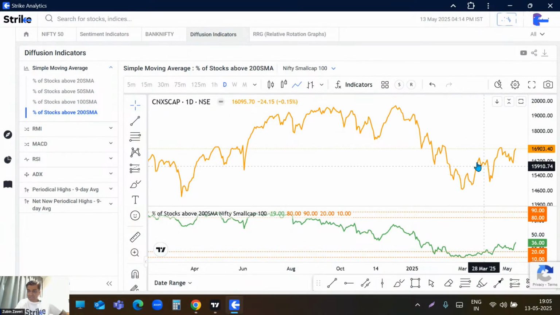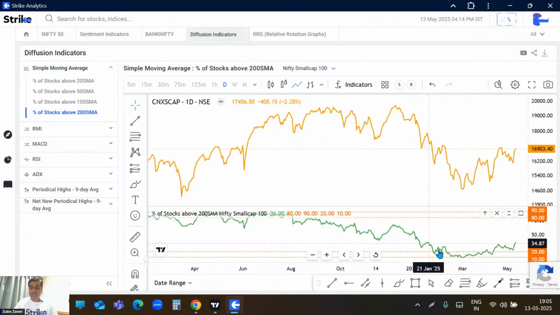So during the times of panic, these are the times where we can start our SIPs, probably in mutual funds, or probably if you have some nice fundamental stocks that you have researched well. Those are the stocks which you can accumulate when this index is at its oversold level.